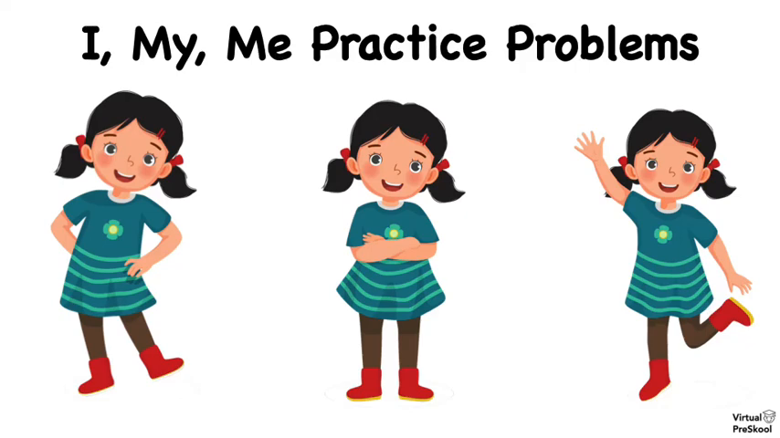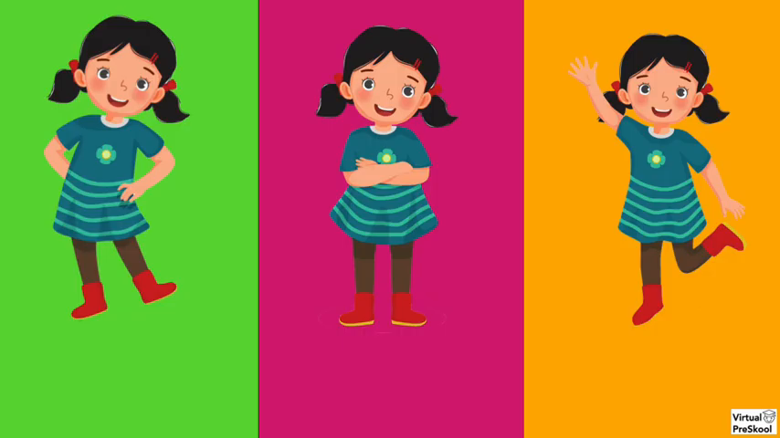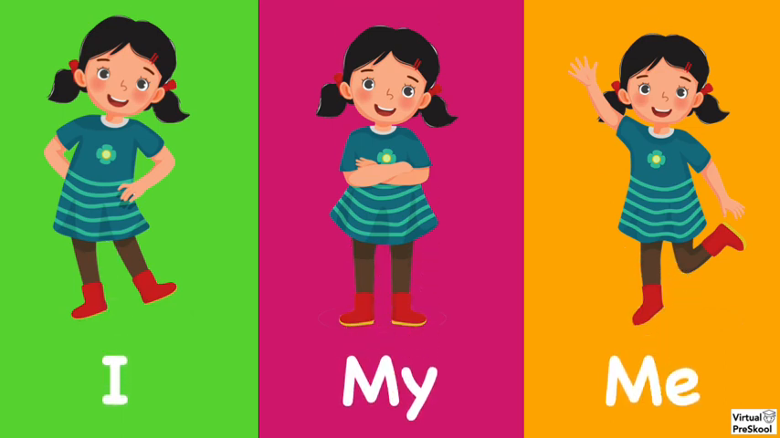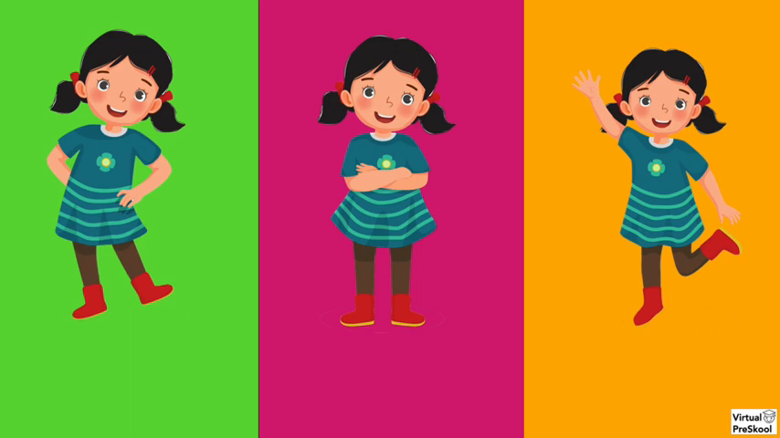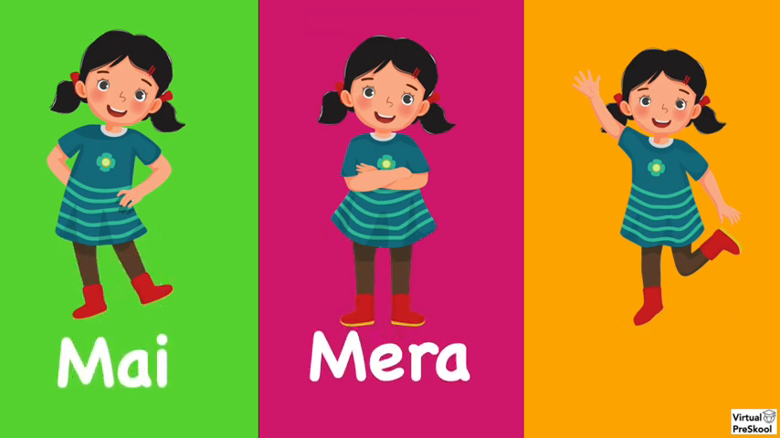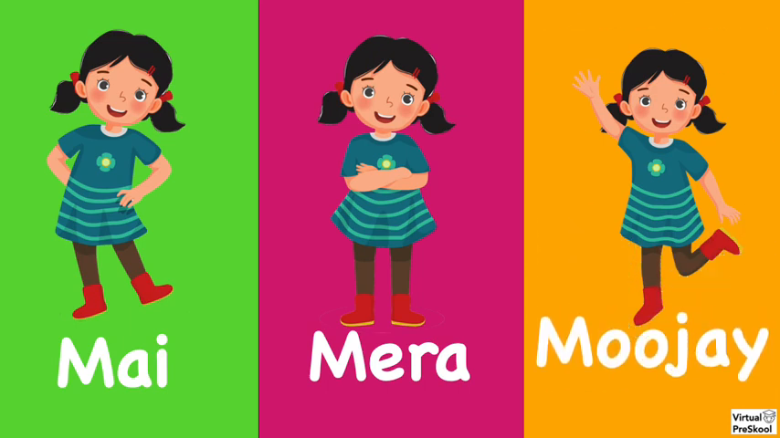In this video, we are going to talk about 3 Hindi words that are understandably confusing. We have talked about these a lot in class, and in this video, we're going to do some practice problems. We're going to be talking about I, my, and me in Hindi. I is main, my is mera, and me is mujhe.